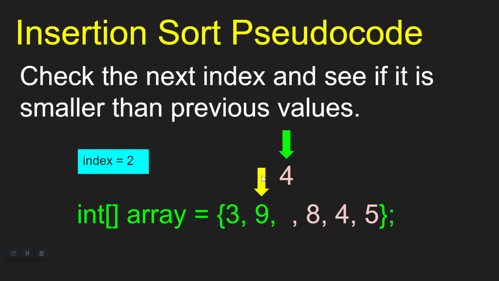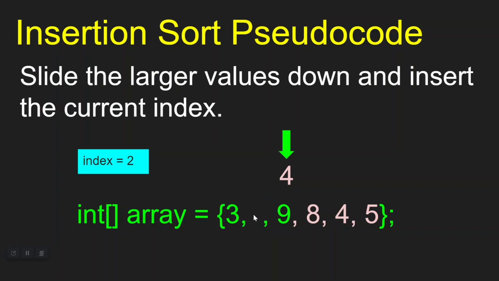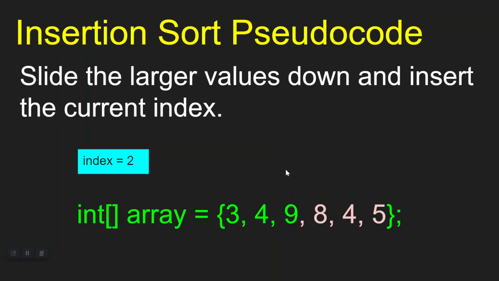Or see if any of them, and we're going to see if 4 is smaller than any of the previous values. That's how this works. Well, obviously 4 is smaller than 9, but it's not smaller than 3. So what's going to happen is we slide down the values that are larger, and then 4 gets put in its place. And now index 0, 1, and 2 are sorted in ascending order.